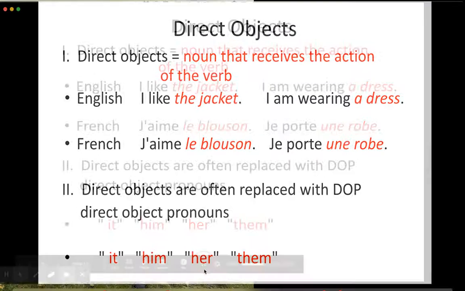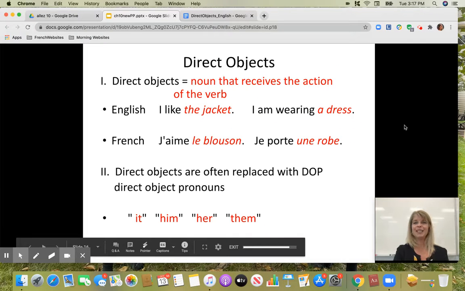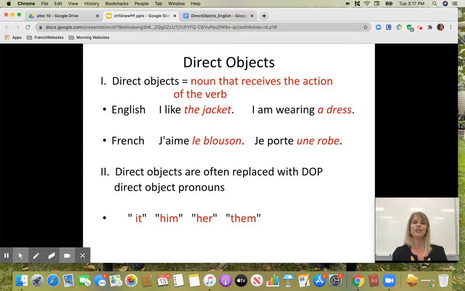So here we go. Direct objects. The words in red are the parts that you're filling in. These are guided notes. So number 1, direct objects. What are they? It's a noun that receives the action of the verb. Just like in English, I like the jacket. I'm wearing a dress. In French, it's the same way. J'aime le blouson. Je porte une robe.